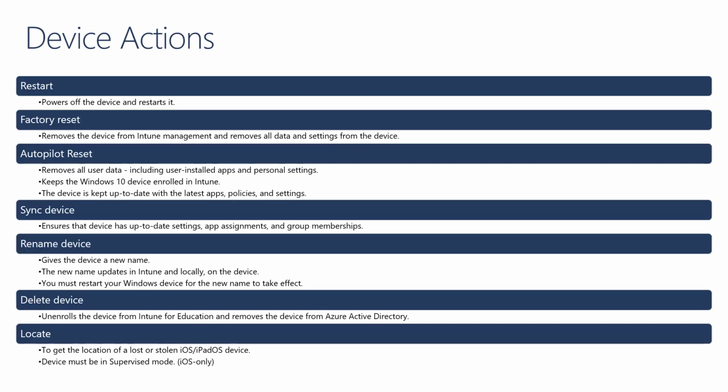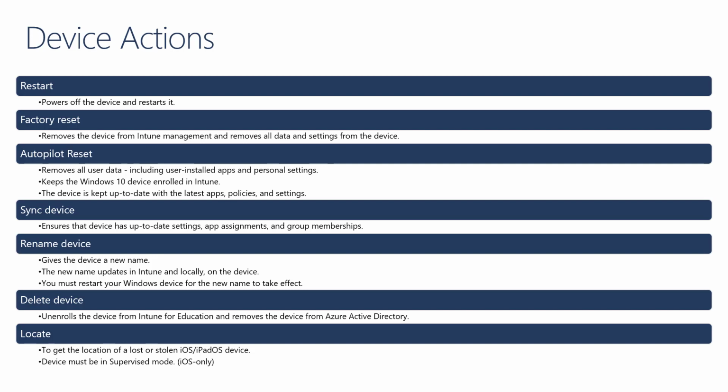In the upcoming walkthrough, one of the areas I will cover is device actions. There are currently 7 different device actions that will allow you to restart, sync, rename, delete, reset, or locate, for iOS only, a device. There are 2 types of reset, factory reset and autopilot reset.